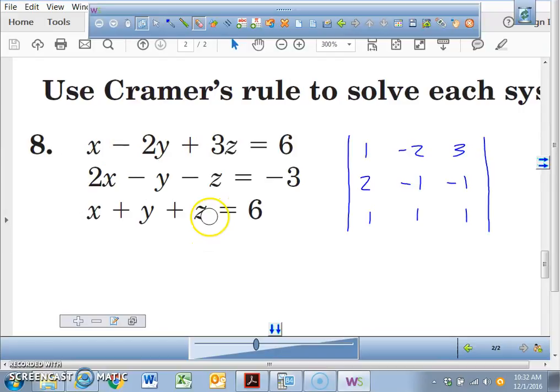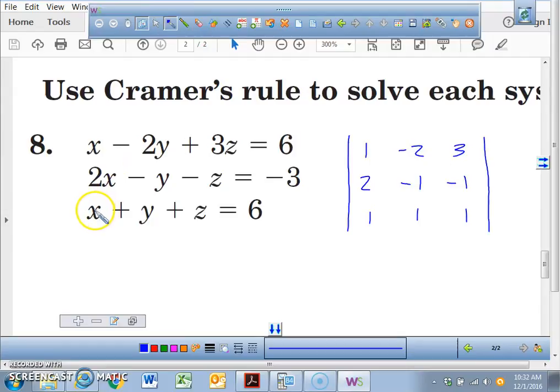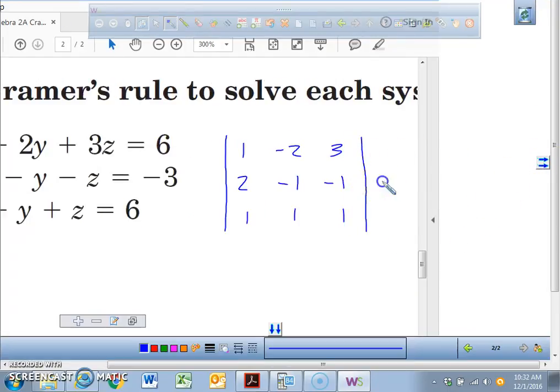By the way, don't do it until you've organized everything. Sometimes I'll mix things up. I might not line up all the x's. Make sure you get things organized, where the x's are in one column, the y's are in one column, and the z's are in one column. Make sure that happens before you start building your determinant. Once you have this, we are now going to show you how to use the graphing calculator.